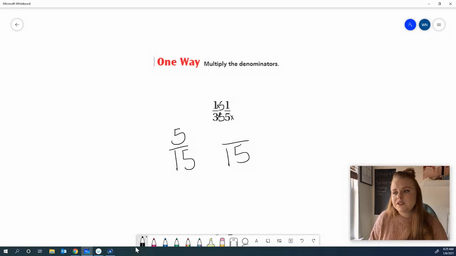And for 1/5, I multiplied it by 3 to get me to 15. So I have to multiply the 1 by 3. So now my equivalent fractions are 5/15 and 3/15. Let's do another one like this.